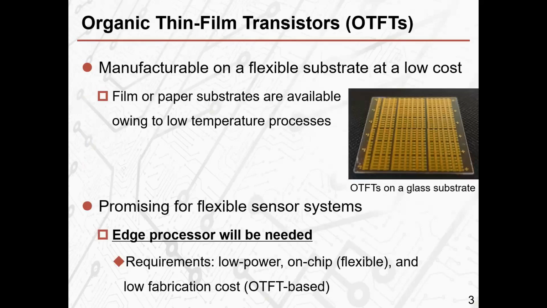Our Flex-SNN is composed of organic thin film transistors. So firstly, I introduce organic thin film transistors. OTFTs are manufacturable on a flexible substrate at a low cost. Film or paper substrates are available with low temperature and low cost processes. So OTFTs are suitable and promising for flexible sensor systems. And such sensor systems will require an edge processor for real-time data processing or reducing communication costs.